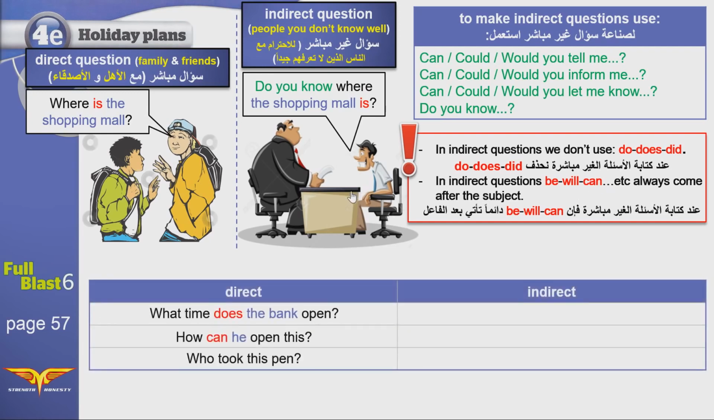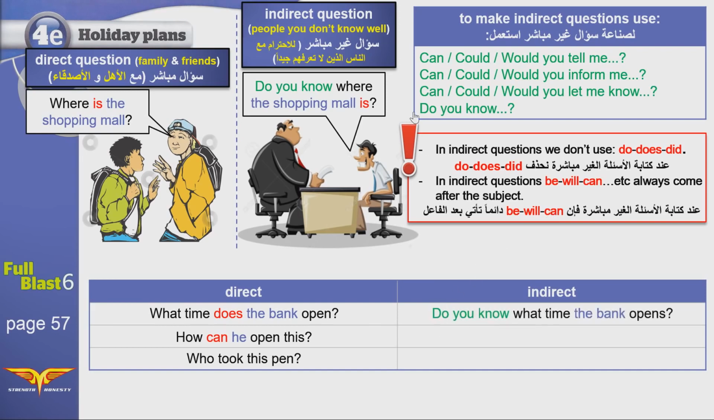Now, before we proceed with the following exercise, I want you to change these direct questions into indirect questions. 1. What time does the bank open? How will you make this indirect? We have does here. Don't use do, does, and did here. Well, we will begin by choosing any of these phrases. Anyone. Would you like to use this, this, this, anyone?